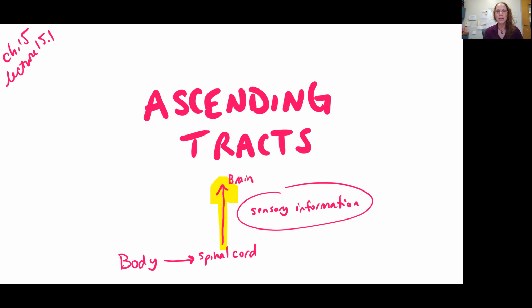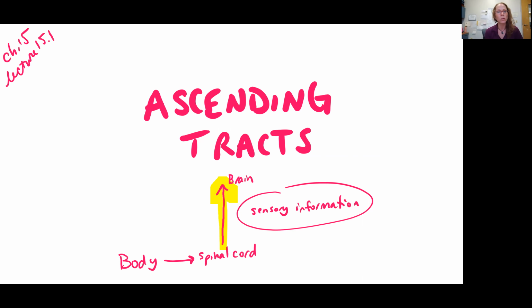Now, as we talk about ascending tracts, the term ascending, of course, means going up. So that can help us to remember that this is the sensory information traveling up to the brain for processing. Our term tract has a very specific definition. Remember, it is a bundle of myelinated axons that are carrying the same type of information in the same direction at about the same speed.